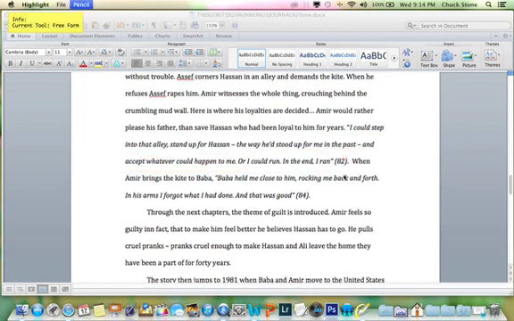Also, I like the way that she has worked a quotation into a sentence. When Amir brings the kite to Baba, quote begins here. It goes straight into the quote. Baba held me close to him, and so on. That's a good way to fold a quotation right into a sentence. Although you don't want to have what are called orphan quotes, you want to be able to explain those.